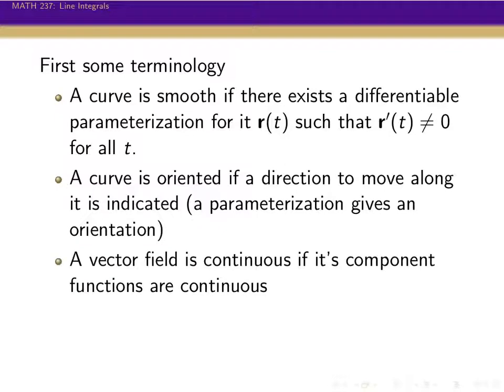And we're going to say a vector field is continuous. That just means that its component functions are all continuous. So if it's a vector field on R2, that means that the function for its x component and for its y component are both continuous.